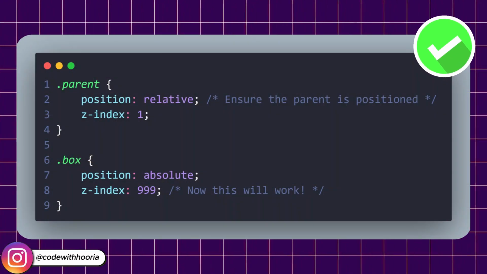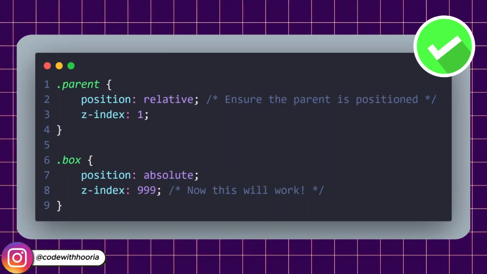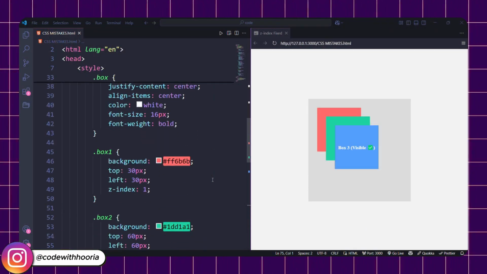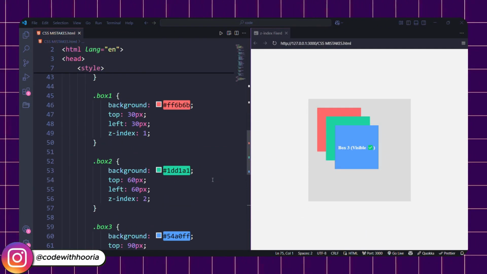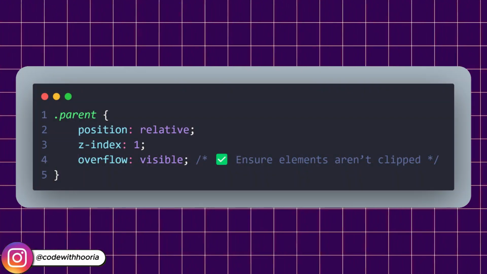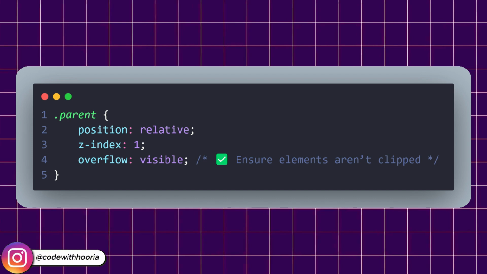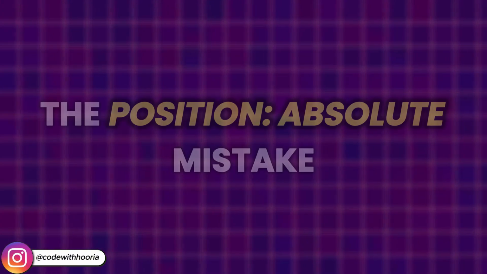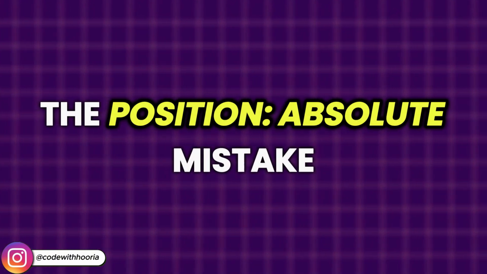To fix this, make sure the parent element has a position value other than static, and check if another parent container has a z-index applied. If z-index still isn't working, check if an ancestor has overflow hidden that can clip elements, preventing them from stacking properly. Another huge confusion for developers is position absolute.